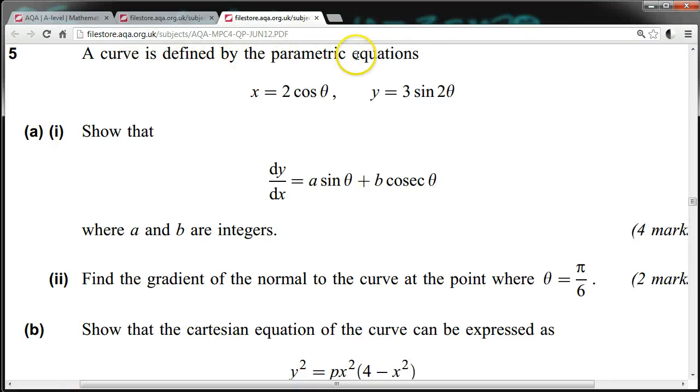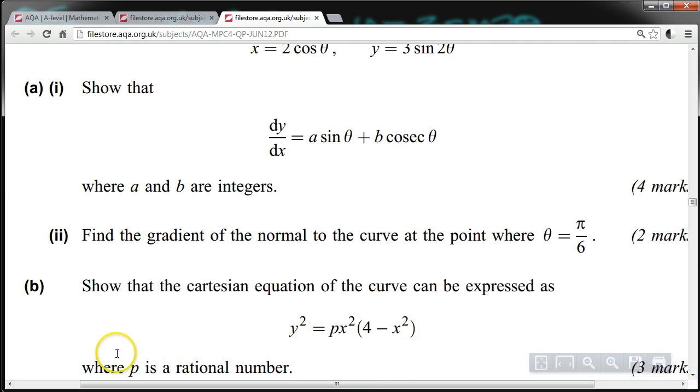A curve is defined by the parametric equations x equals 2 cos theta and y equals 3 sine 2 theta. Show that dy dx equals a sine theta plus b cosec theta, where a and b are integers. Find the gradient of the normal to the curve at the point where theta equals pi over 6. Show that the Cartesian equation of the curve can be expressed as y squared equals p x squared times (4 minus x squared), where p is a rational number.